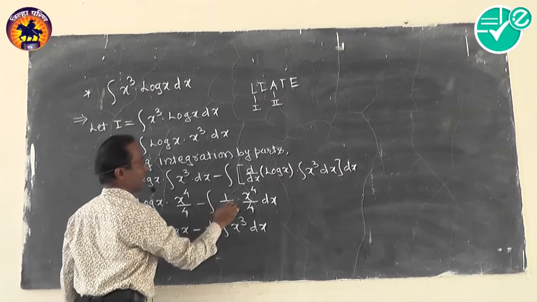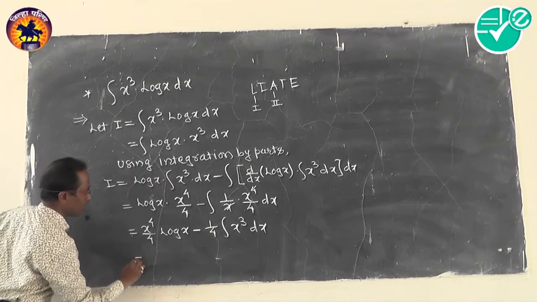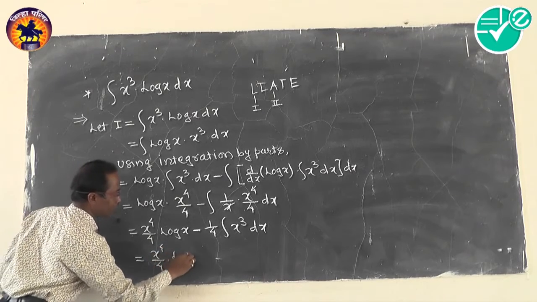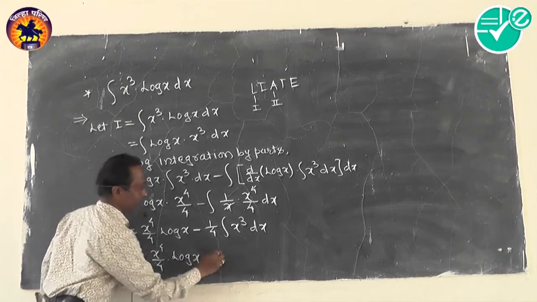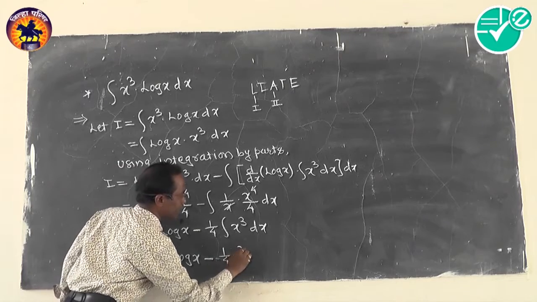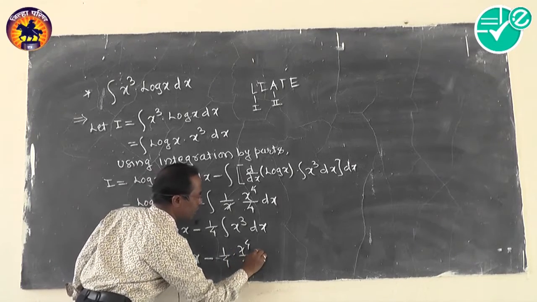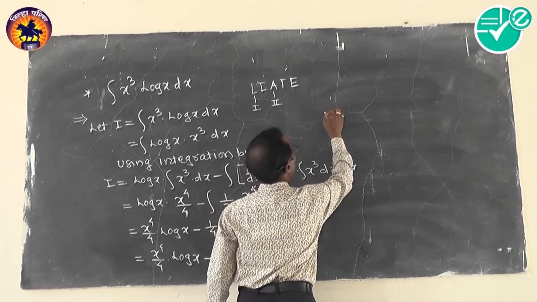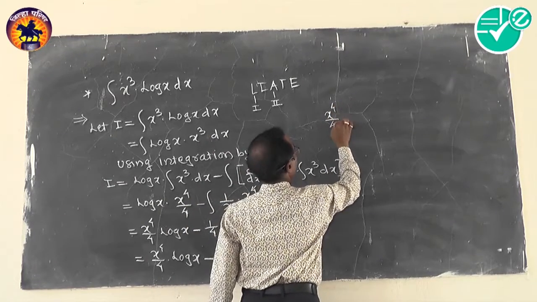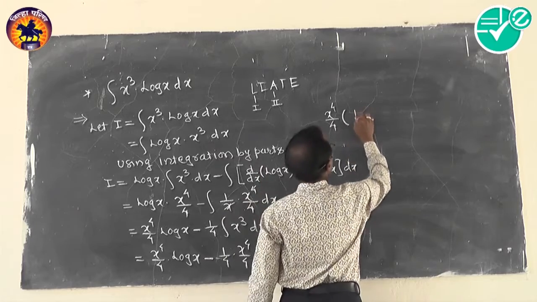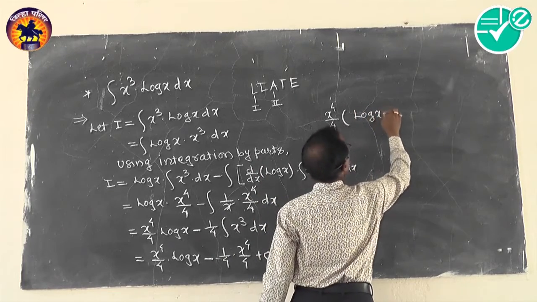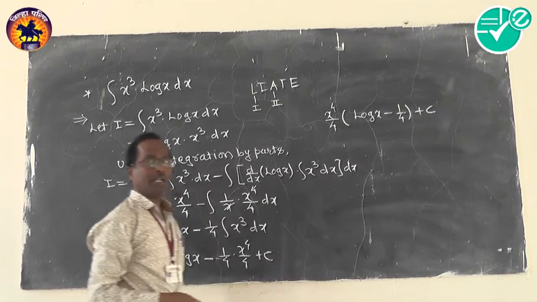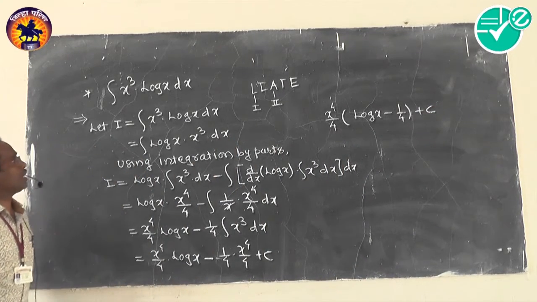1 x will get cancelled here. x raised to 4 upon 4 into log x minus 1 by 4 into x raised to 4 upon 4 plus c. So what is the common here? x to the power 4 upon 4 taking common, we get log x minus 1 by 4 plus c. So this is the integration of this example.